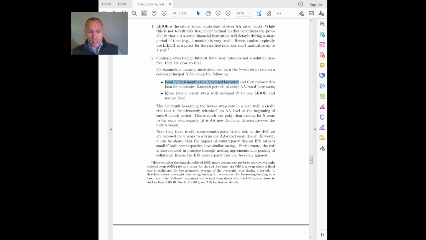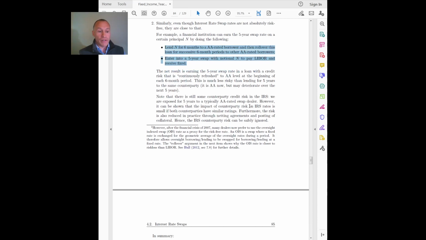The second thing that I can do at the same time is to enter into a swap whereby I give the interest that I get from this bank. So I pay floating in the swap, and in return I receive fixed. So you can see that with these two things together, what I basically get is a rate of return that is equal to the fixed rate in the swap, with essentially very little risk. So this argument shows you that the swap rates that I observe in the swap market are really almost risk-free.